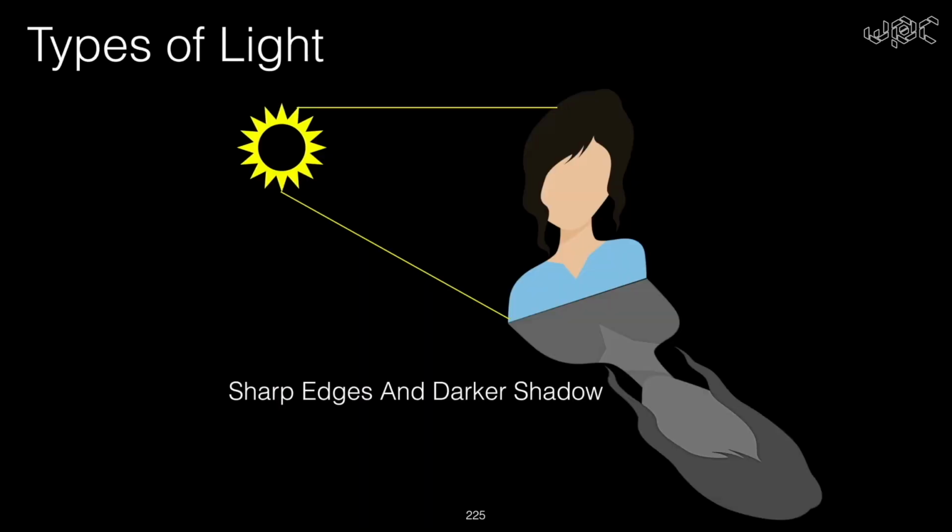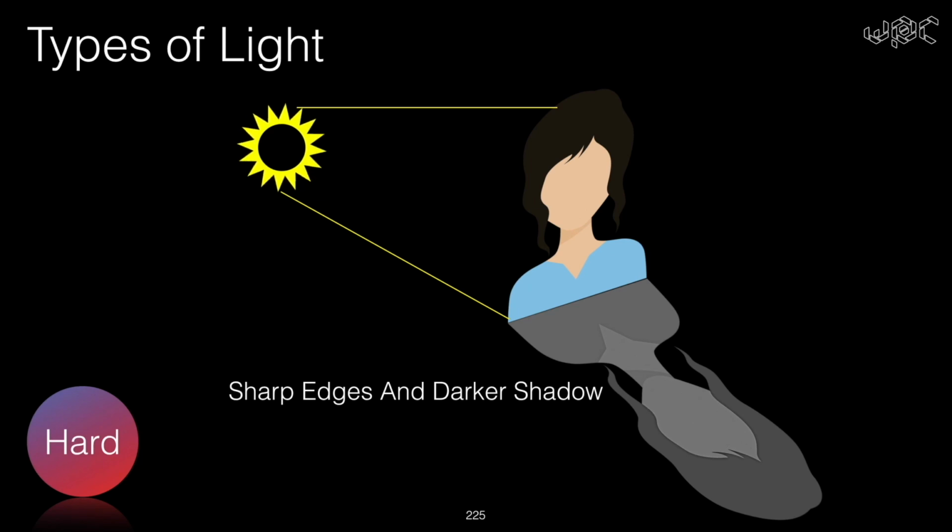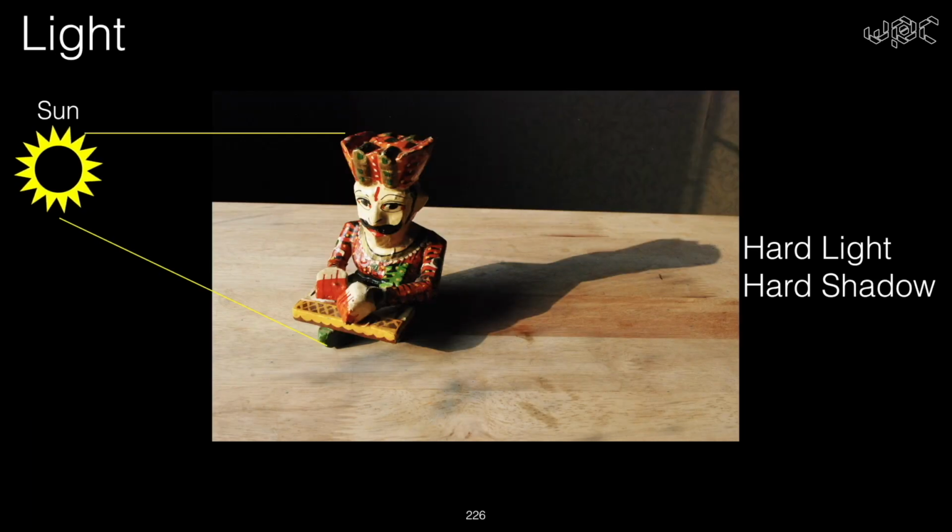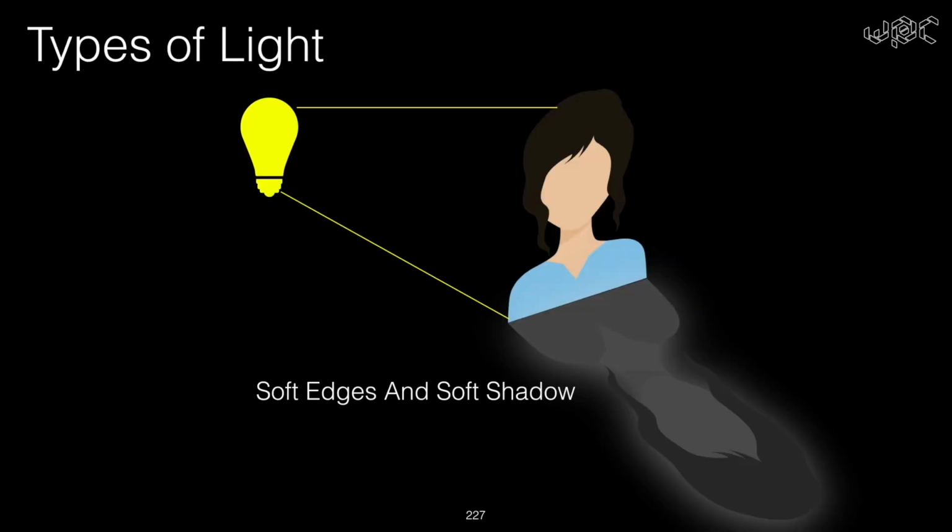Now, if the light source produces shadows which are well defined with high contrast, it's known as a hard light, and the shadows are called the hard shadows. This is an example of hard light. The most prominent hard light source is the sun, and in this example, we can see a sharp shadow with well-defined edges.